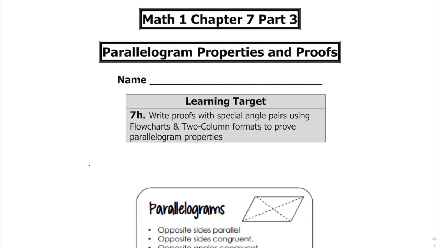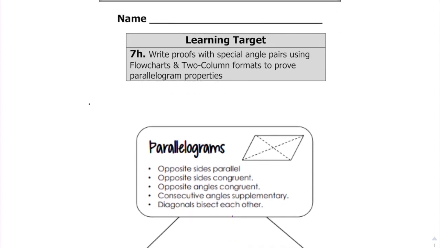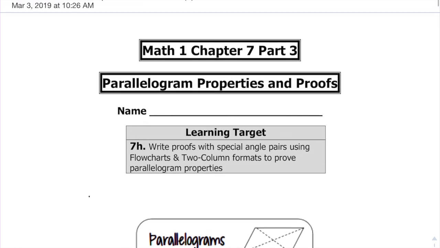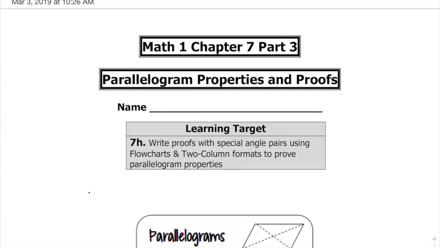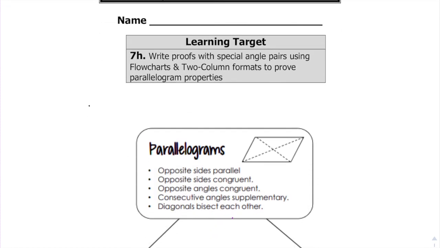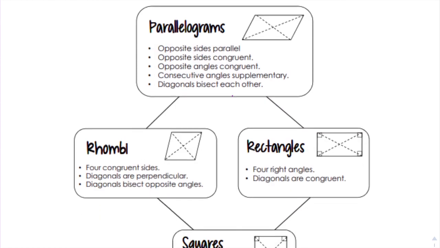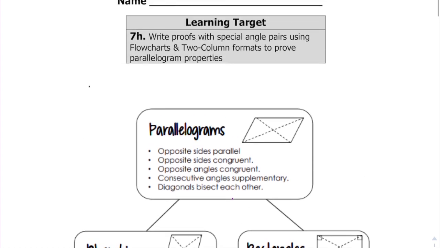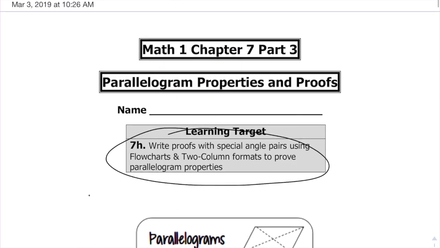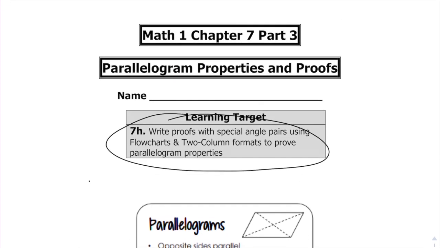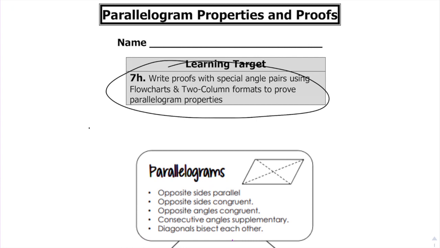Alrighty, so in this first lesson of the third part of chapter 7, we're going to just talk about parallelograms, rhombi, rectangles, squares, and their properties before we get into the main part of this chapter. So, not chapter 3, part 3 of chapter 7, which is actually writing proofs involving parallelogram properties.